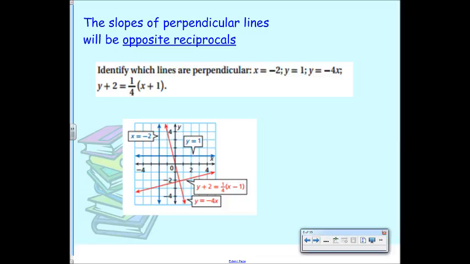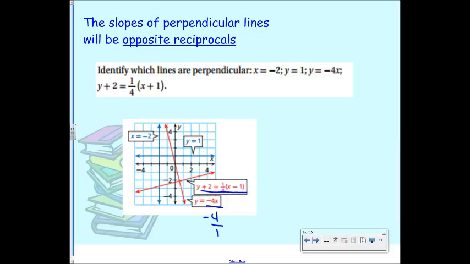Which ones of these would be perpendicular? The two red. What's the slope of the red one right here? 1/4. What's the slope of this red one? -4/1. Are those opposite reciprocals? Yes. So those are perpendicular to each other.